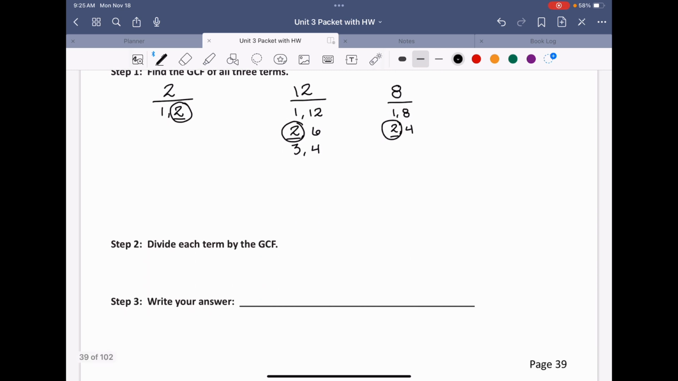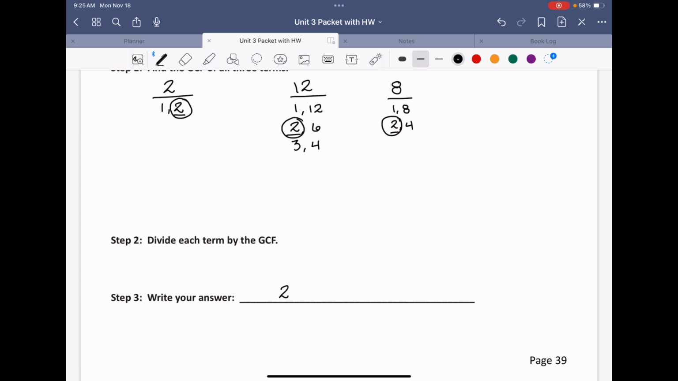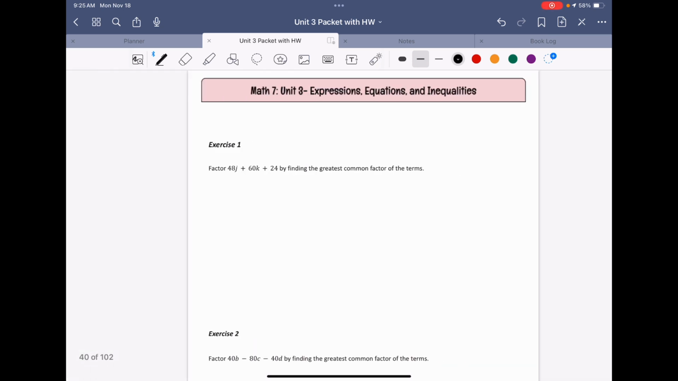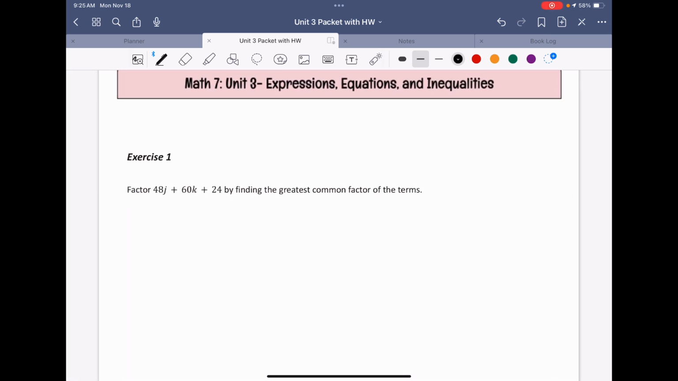So now when we go to write this, GCF is out in front, and in parentheses, everything that was on the top, x plus 6y plus 4. So there's our answer for the first one. Next page. All right, I'm going to have you try exercise 1 on your own. List all the factors first, and then write your answer. When you're all done, unpause the video and check your work.